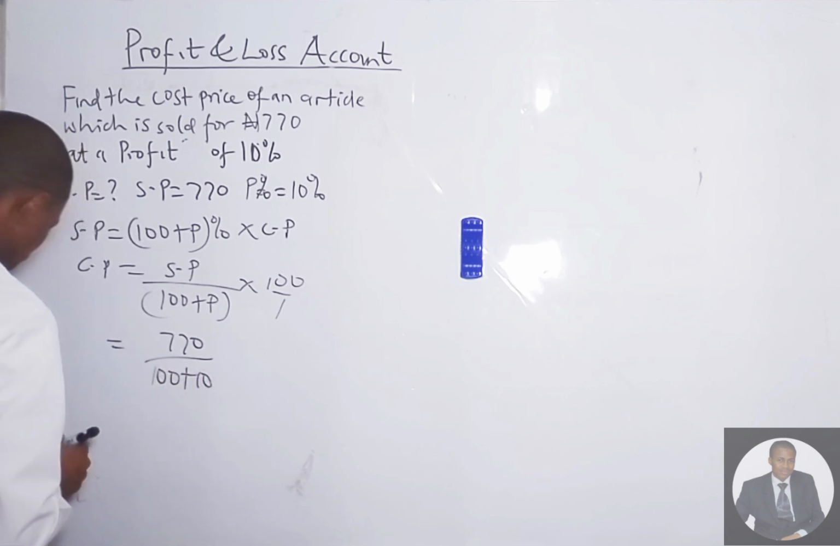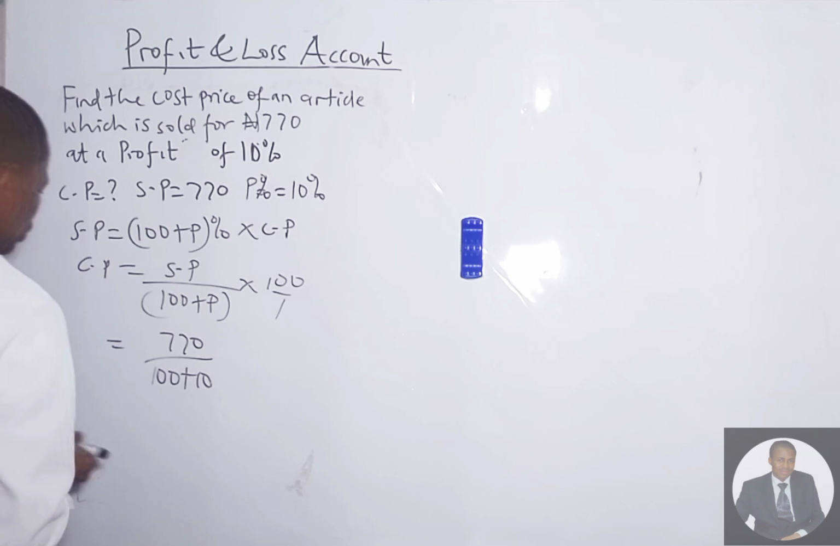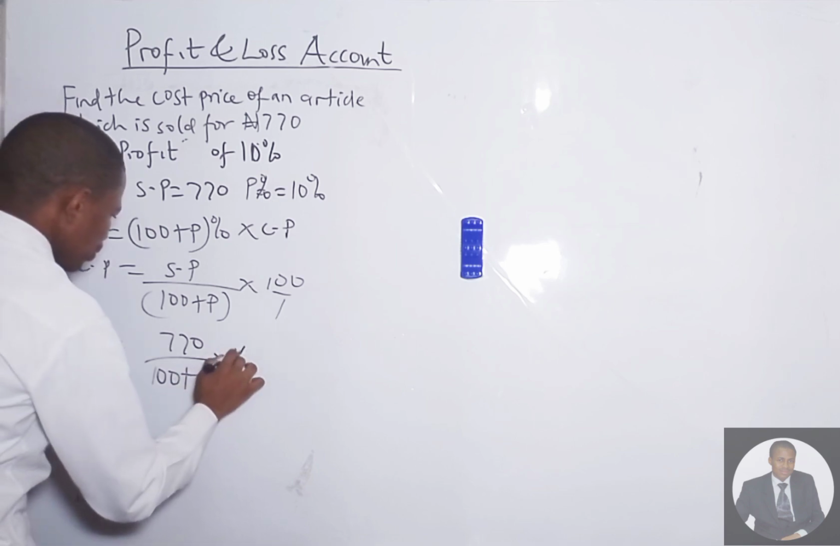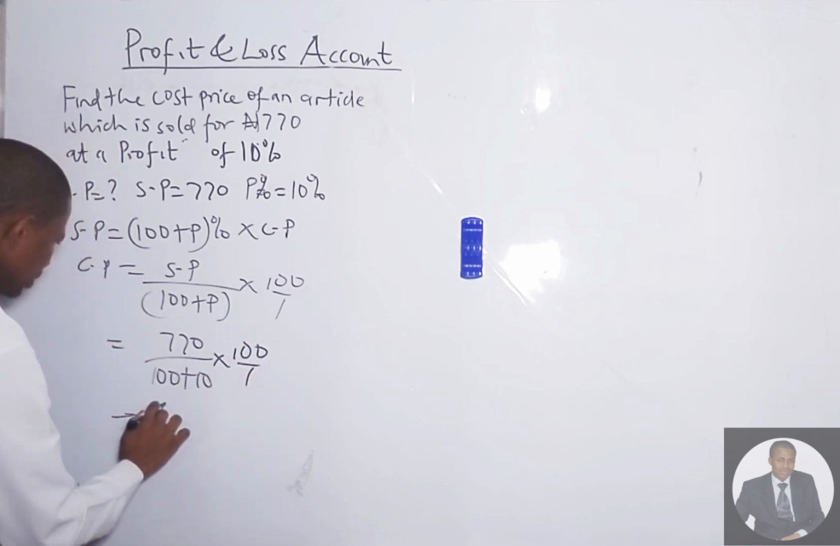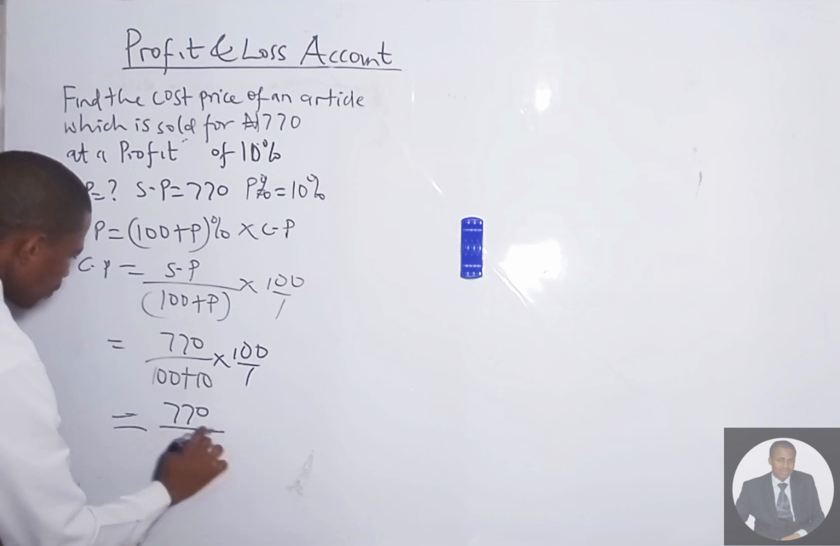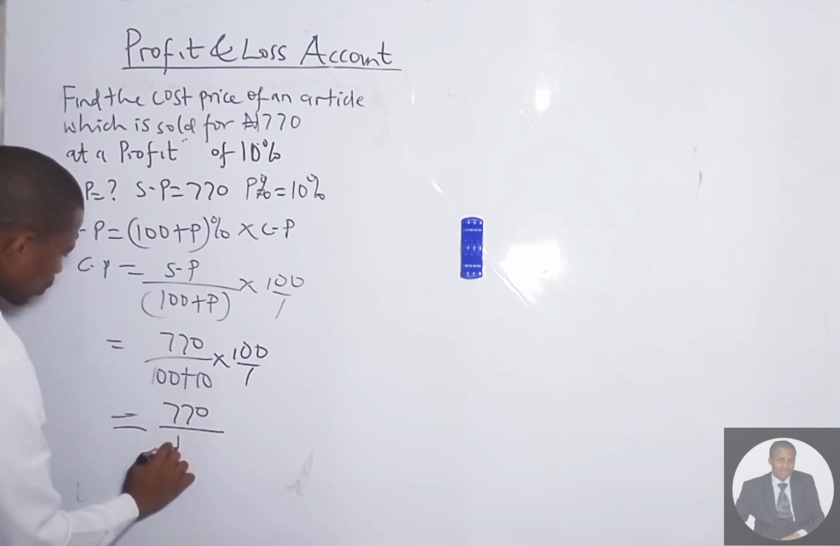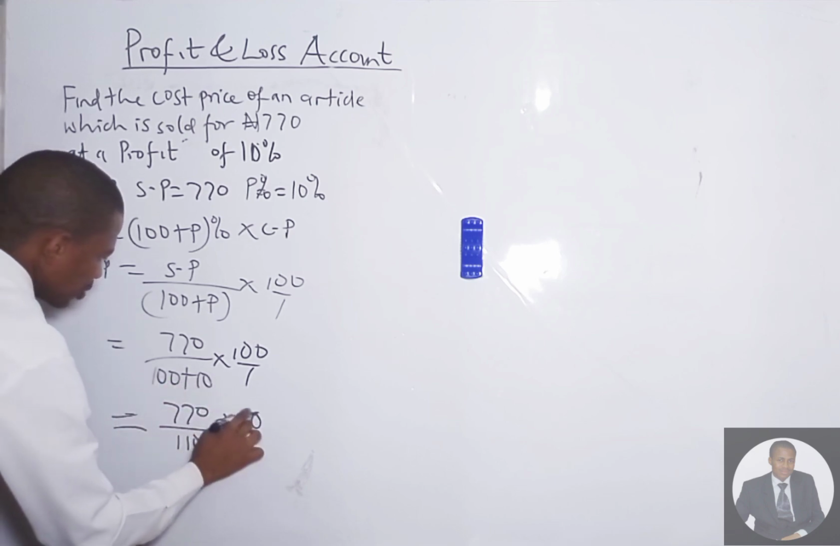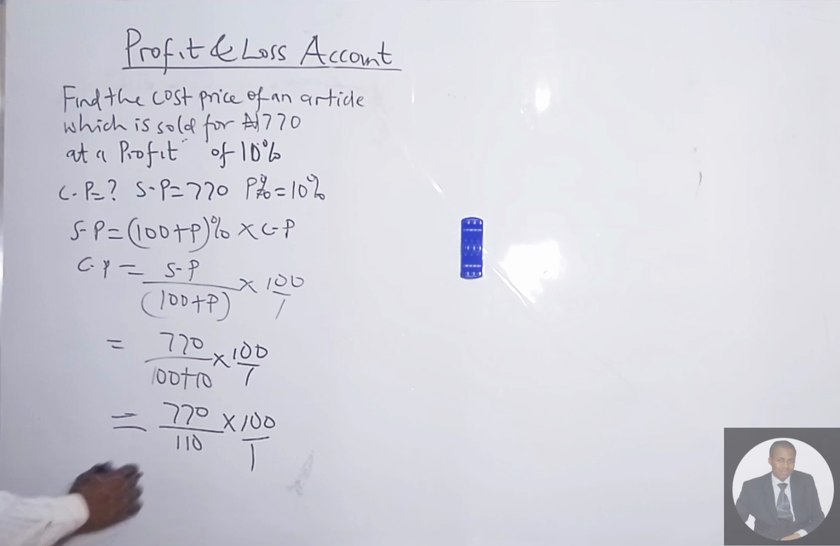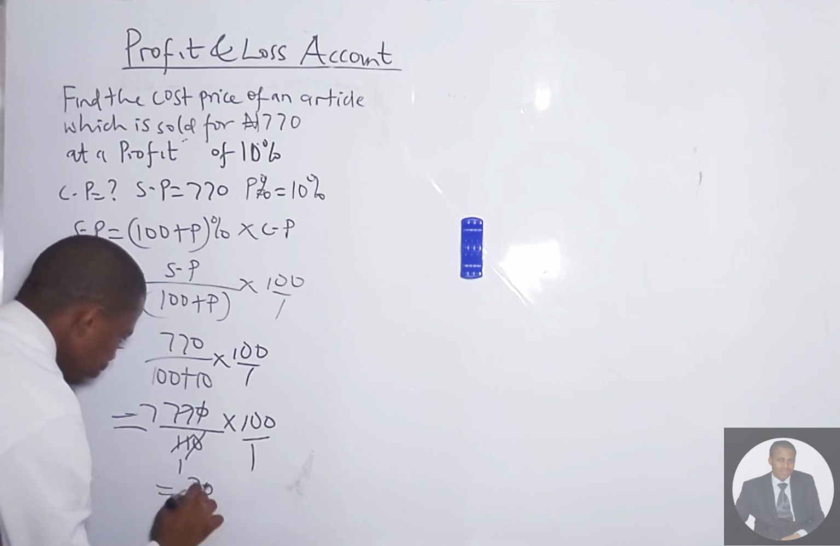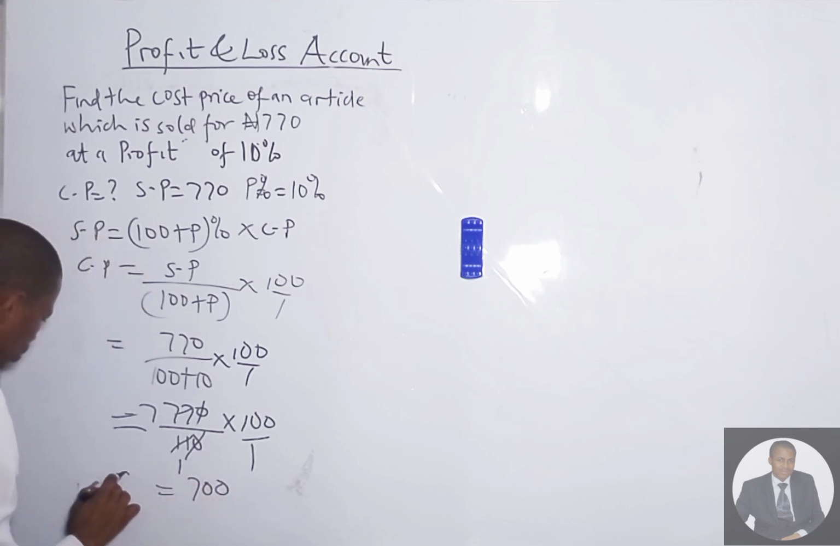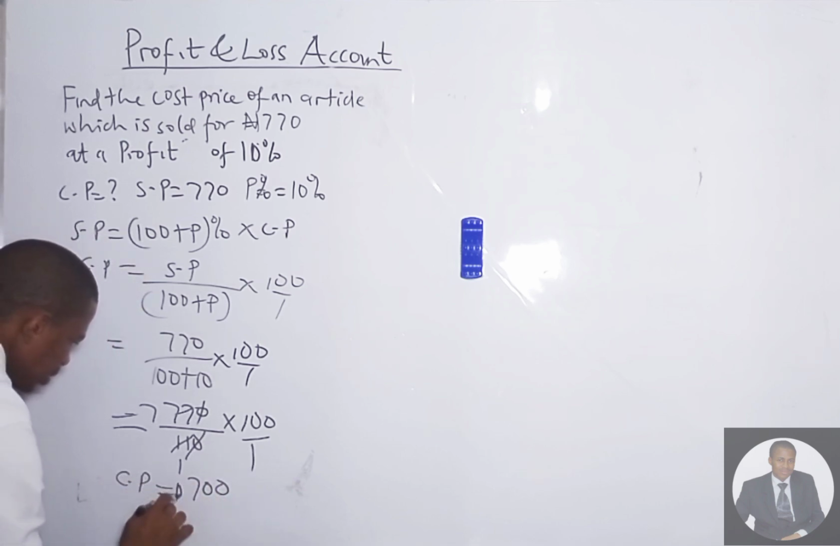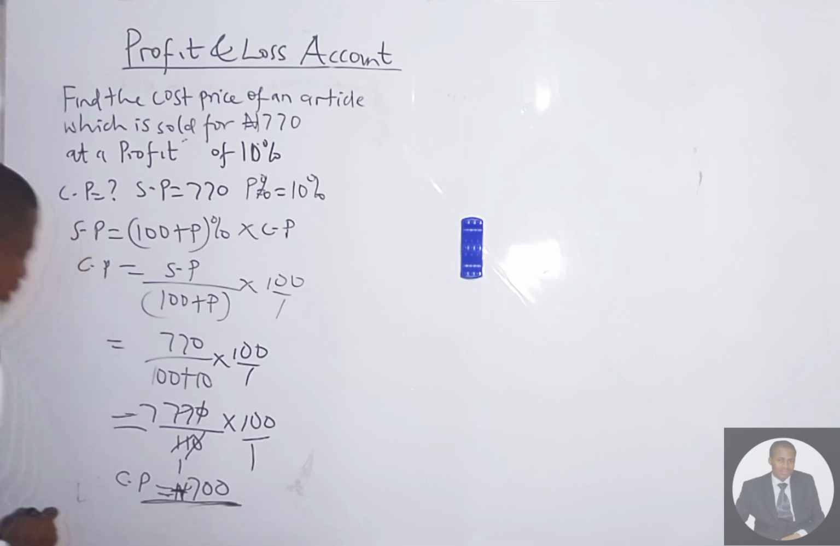And 100 plus 10 will give us 110. So what we have is 770 over 110 times 100 over 1. We cancel this. 11 here goes 1, 11 here goes 7. 7 times 100 gives us 700. So our cost price will be 700 naira.